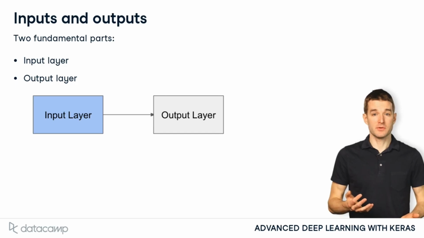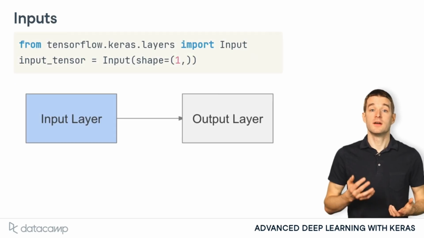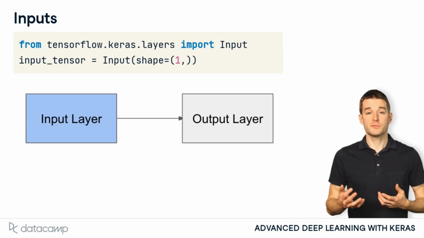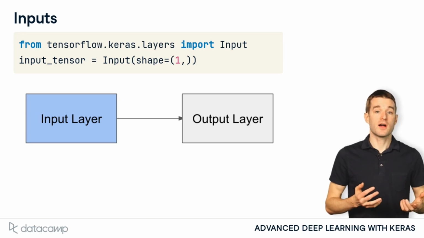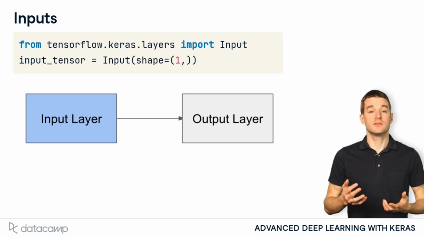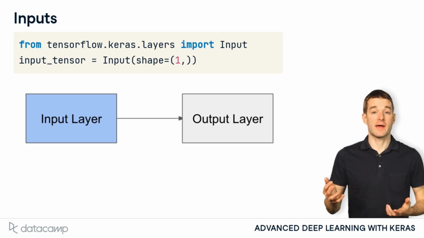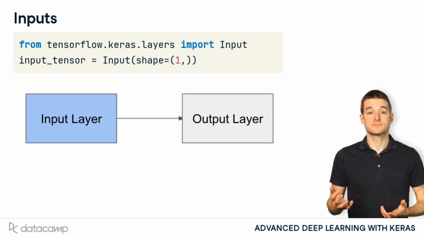Keras models, at their simplest, are fundamentally composed of 2 parts, an input layer and an output layer. To start, I'll define a very simple Keras model which only expects a single input. I'll specify this using the input function from the keras.layers module. The number of columns in the input is specified using the shape parameter. This tells the model how much data to expect. Note that the shape argument expects a tuple.